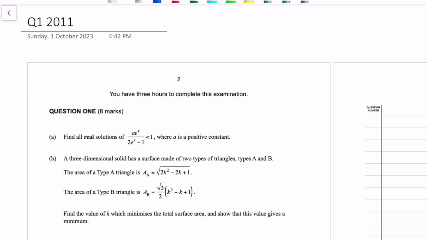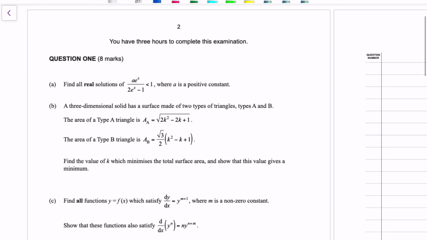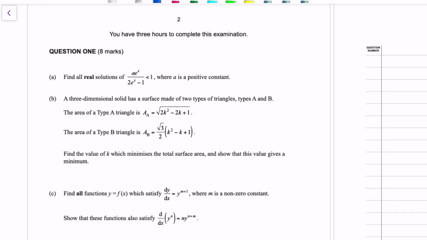This question's got 3 parts in it. We've got an inequality, we've got some random 3D solid that's made up of different types of triangles, and we're going to find a minimum, so it's an optimization question there, and we've got a differential equation.